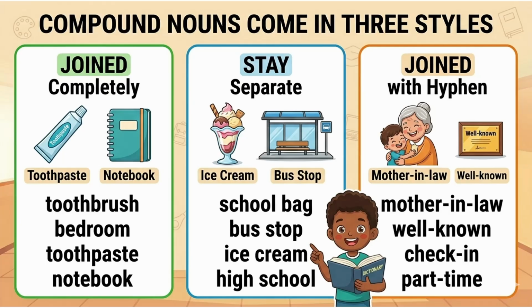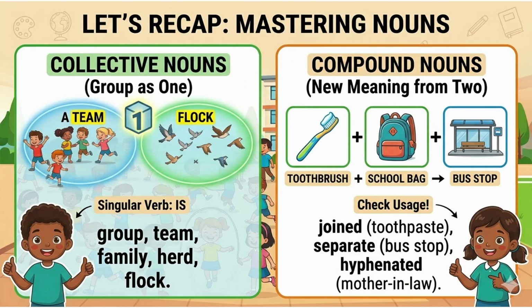Now let's do the recap. Collective noun. It is one word that represents a group. For example, team, family, herd. Compound noun. Two or more words that create one idea. For example, bedroom, ice cream.